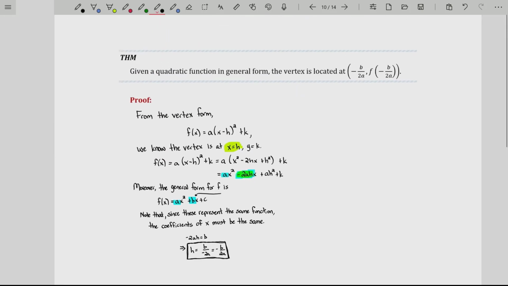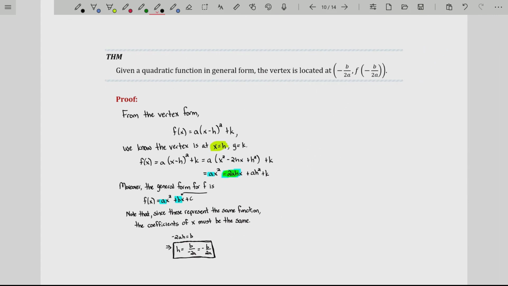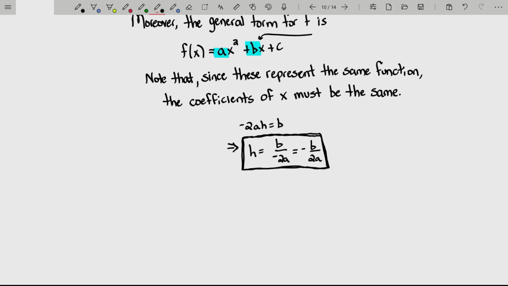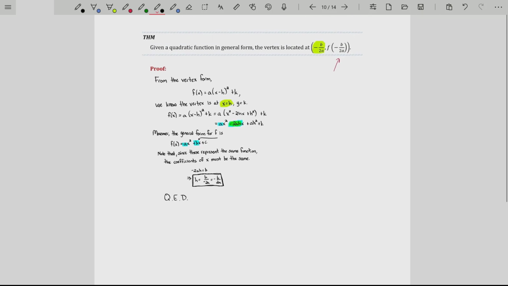And what did my theorem state? Given a quadratic function in general form, the vertex is located at negative b over 2a, comma something. The something is just the y value when you plug in negative b over 2a. So that part I don't need to worry about. I just really want to showcase that the x value has to be negative b over 2a, and we did. That was actually kind of nice. Very smooth proof. QED, quod erat demonstratum, so it has been demonstrated. That's the end of most proofs, QED.